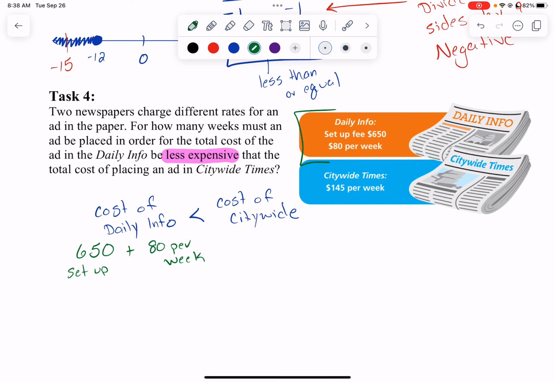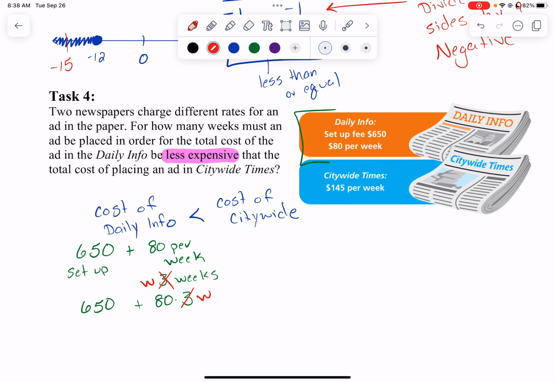So if I run the ad for 3 weeks, I'm just again picking some numbers to figure out what to do, it would be $80 times 3. So if I did 3 weeks, it would be the $80 times 3 plus that setup of $650. Okay. So instead of 3 weeks, let's say I do it W weeks, it would be 80 times W. So I think I kind of have an equation for my Daily Info. It's $650 plus $80 times the number of weeks.